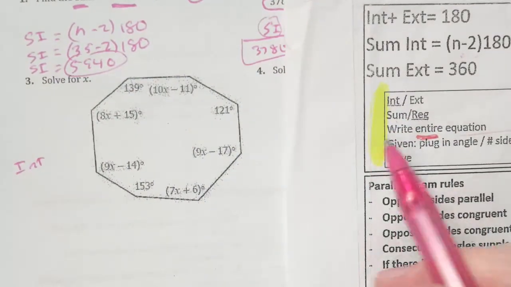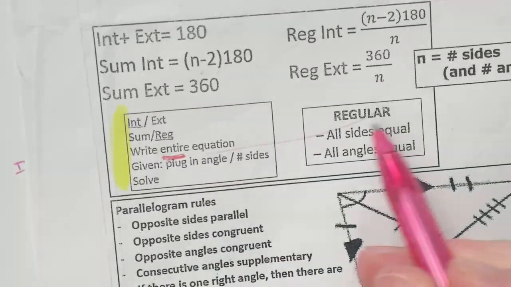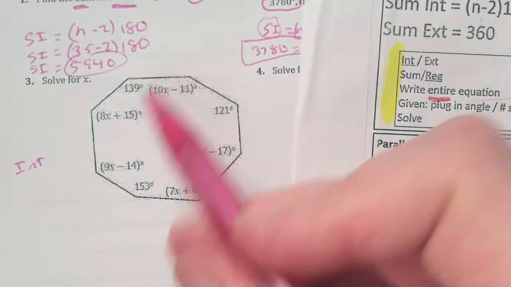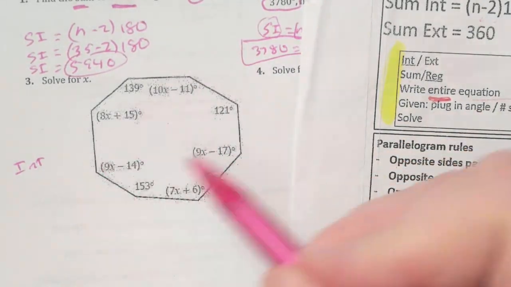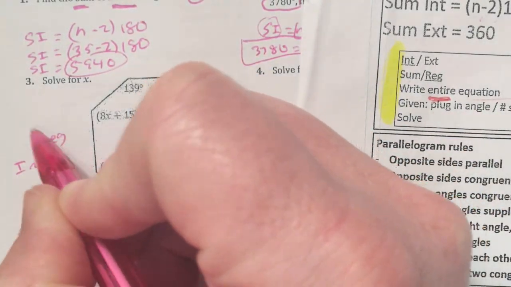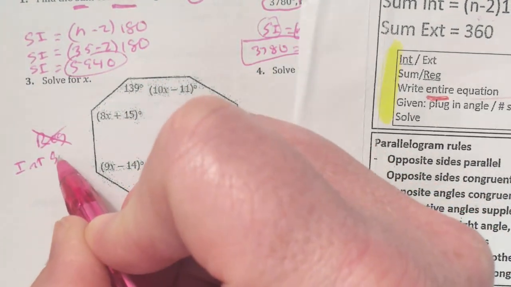And is it sum or regular? Now remember, regular means that they're all the same. So are these all the same? No. So they're not regular. So regular? Nope. So if they can't be regular, it has to be sum.